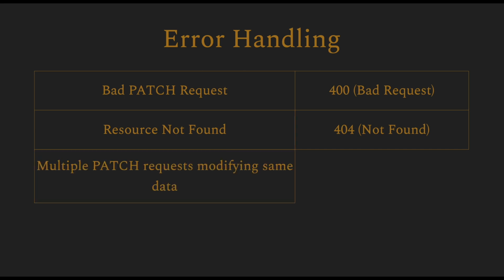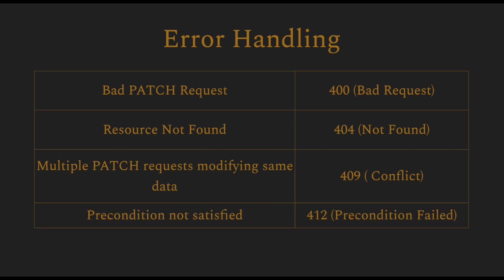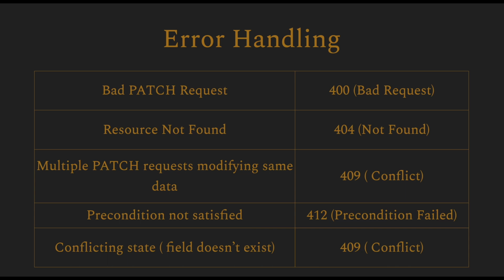Multiple PATCH requests modifying the same data gives you a 409 Conflict. Sometimes the client can define a precondition necessary to modify this data. If this condition failed, the server can return a 412 or Precondition Failed response. The client sometimes can try to modify a field that does not exist. So for example, in our case, we had only 4 fields, and if the client requested to update a 5th field, for example address, which is non-existent, the server can then send a 409 Conflict response.